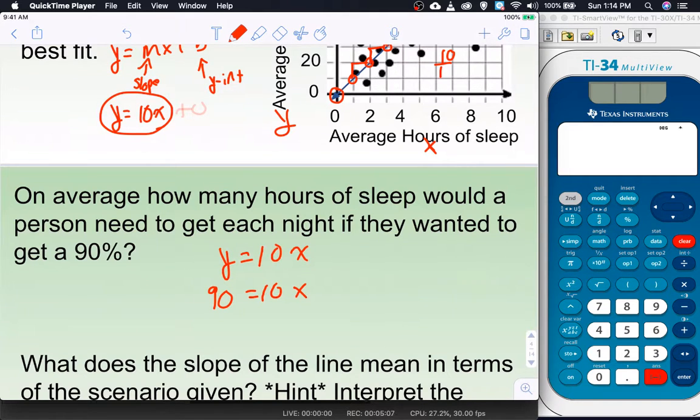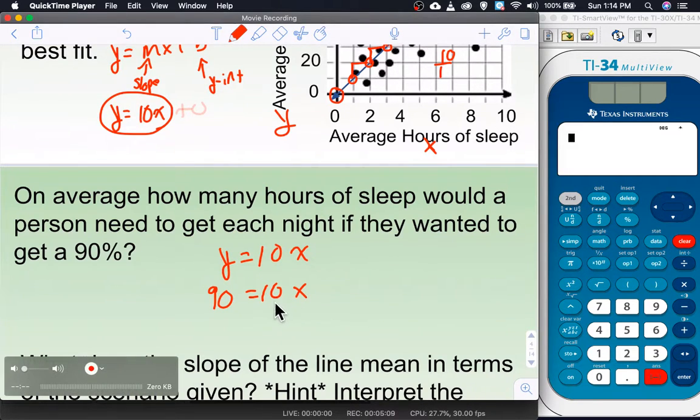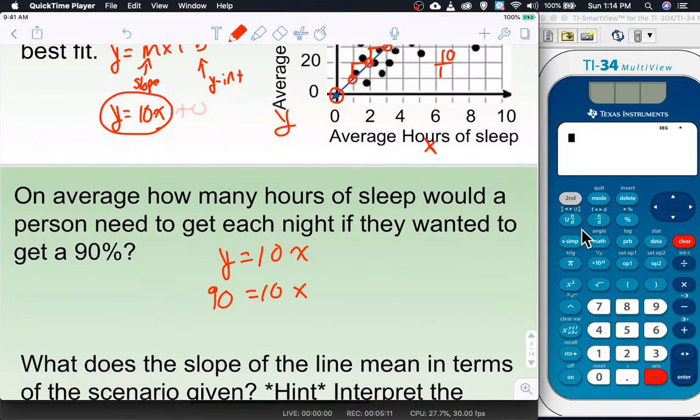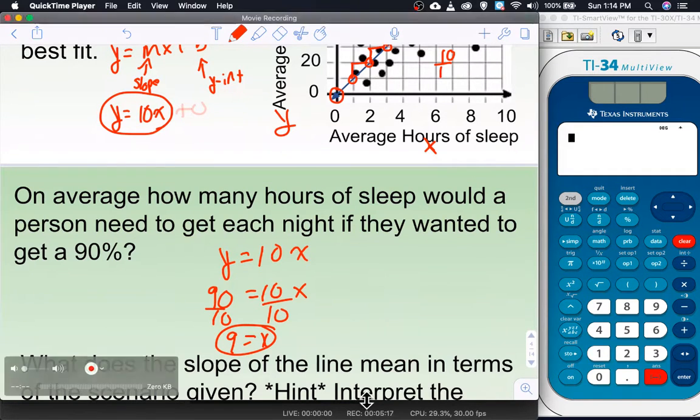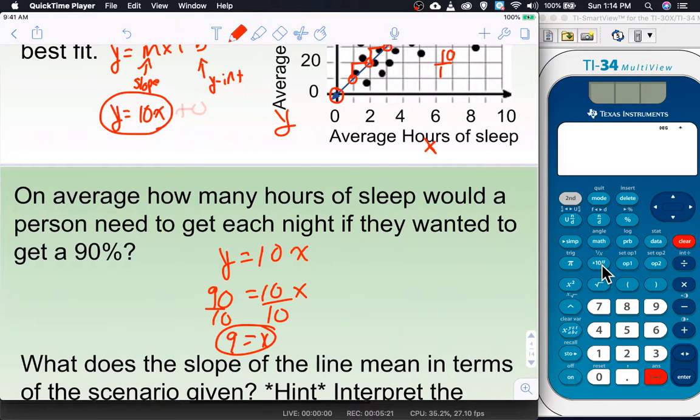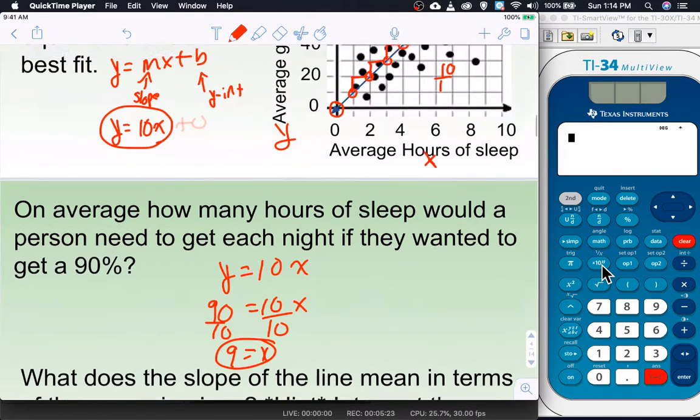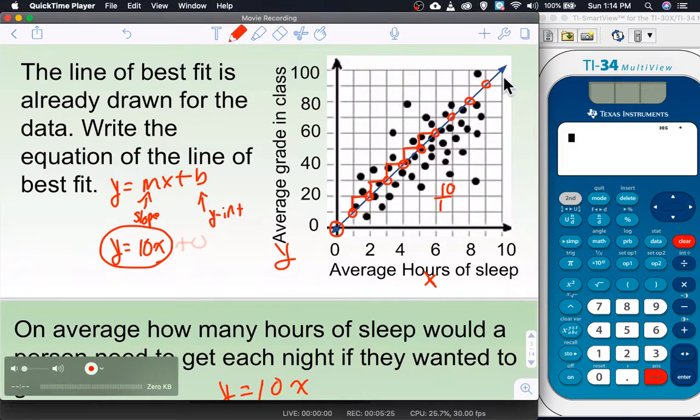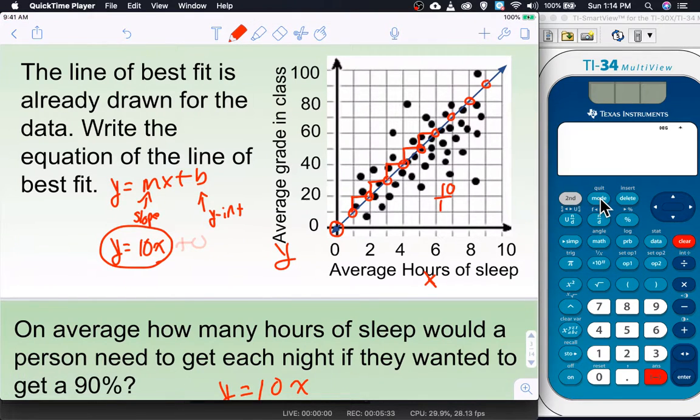And if I solve this little equation just by dividing by 10, get the x by itself, divide by 10 on both sides, we get x equals 9. So they would need to get 9 hours of sleep in order to get a 90%. That's based off the equation. Based off the picture, we can see that is also right here. There's the 90%. There's the line, and that happens at 9 hours of sleep. Okay, both ways are good.